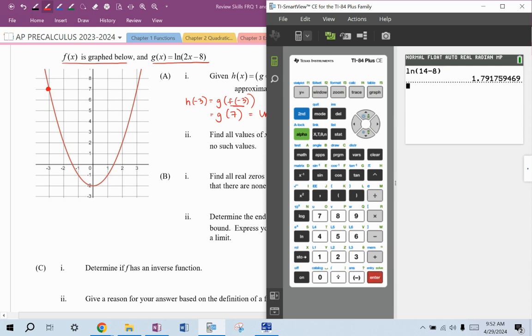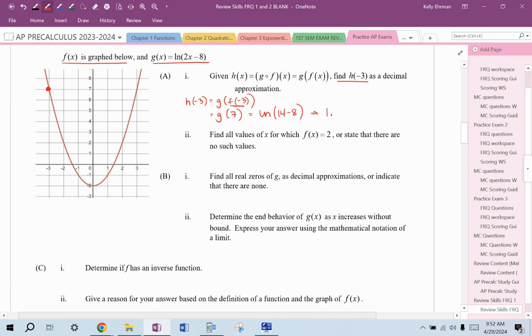So it's about 1.792. You have to round to 3 places. Even if you have the correct statement here and then you round incorrectly, or you round this to 1.8 or 1.79, you don't get credit. You have to follow directions. At the beginning of the test, on the page that you might have skipped over and not read, it tells you clearly to round to the nearest thousandth, which is 3 decimal places.